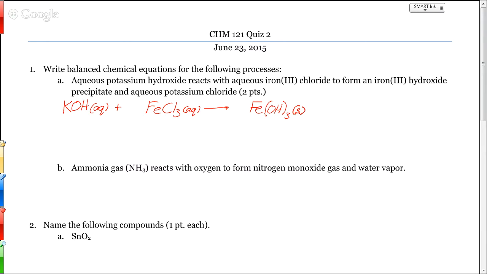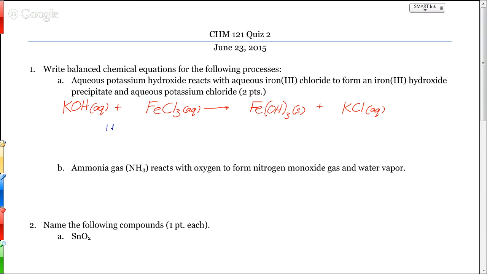So it's a precipitate, which means solid. It's no longer aqueous, no longer in solution. And aqueous potassium chloride. Is that balanced? No, we gotta do some work here. So we do our atom inventory here. Because the ions aren't changing, we can keep the ions together. In this case, it doesn't really matter whether you do or not.